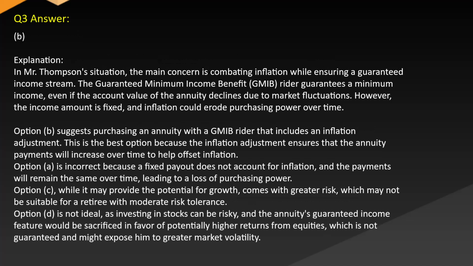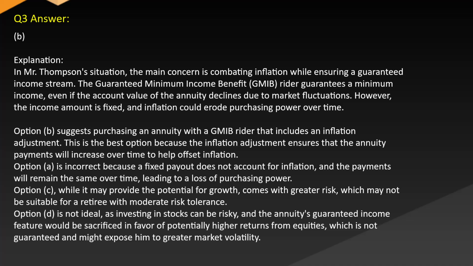Answer B. Explanation. In Mr. Thompson's situation, the main concern is combating inflation while ensuring a guaranteed income stream. The Guaranteed Minimum Income Benefit (GMIB) rider guarantees a minimum income even if the account value of the annuity declines due to market fluctuations. However, the income amount is fixed and inflation could erode purchasing power over time.